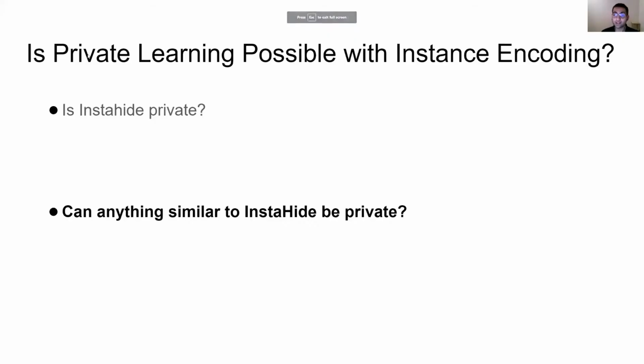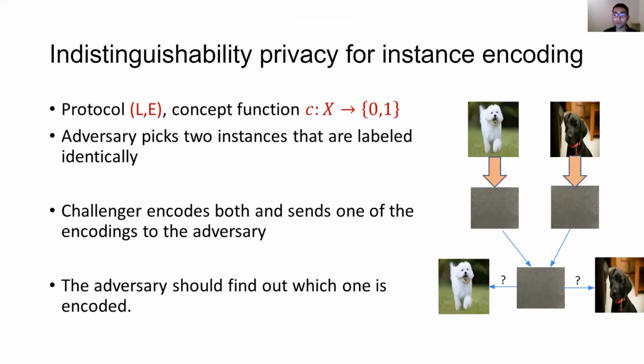Additional to our attack against Instahyde, we also have some theoretical results showing some barriers against achieving privacy through instance encoding. As we want to prove theorems here, we have to work with formal definitions of privacy for instance encoding, and Instahyde doesn't come with any formal definition, so we had to define our own.